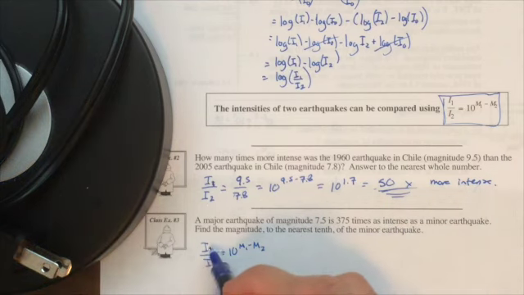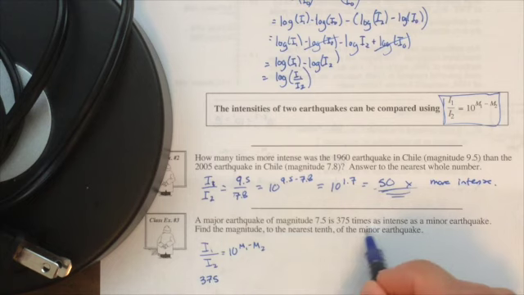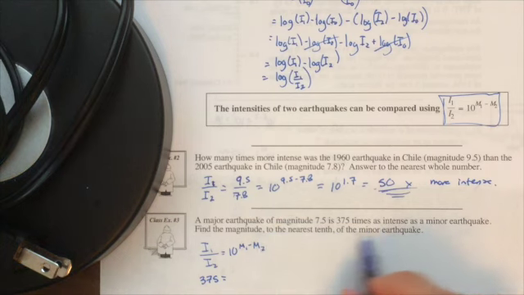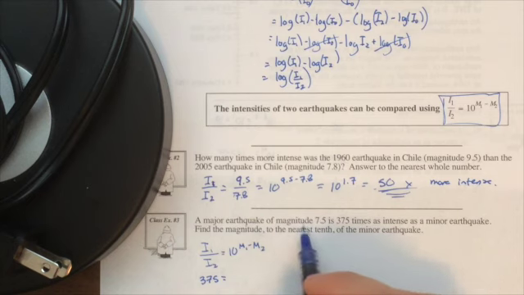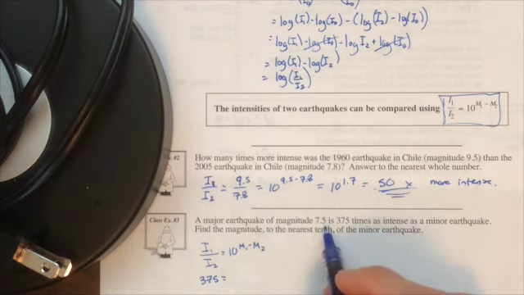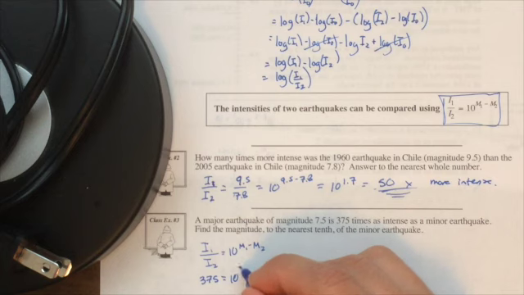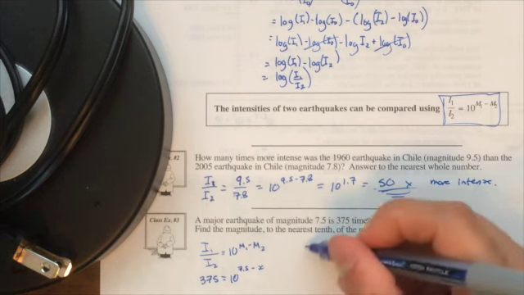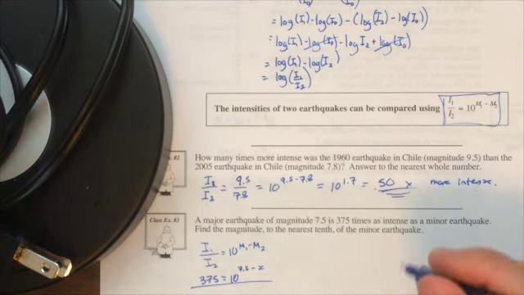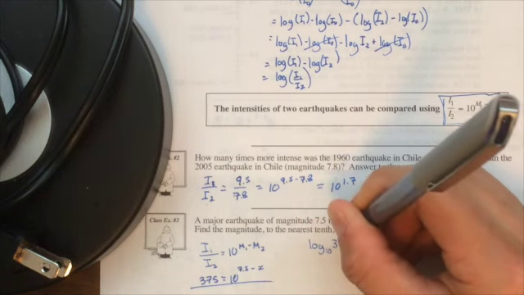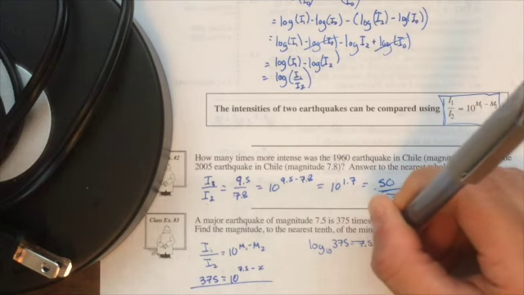We know that we already have the intensity, and that's 375 times more intense, right? And the next thing we need to do is solve for M2. We know that a major earthquake has the magnitude of 7.5, so that's going to be M1. We want to know what the minor earthquake is, M2. So what we're solving for then is M2, which we'll call X. Now I have an expression that I can turn into log, which will leave me with log 10 of 375 is equal to 7.5 minus X.